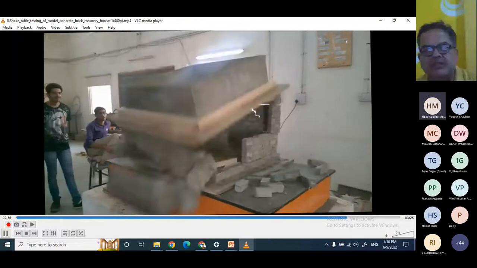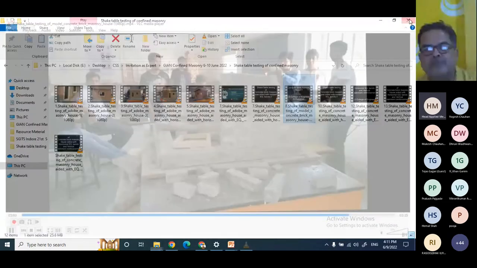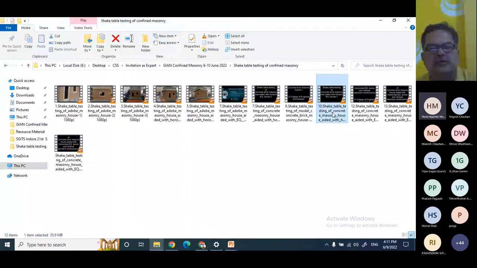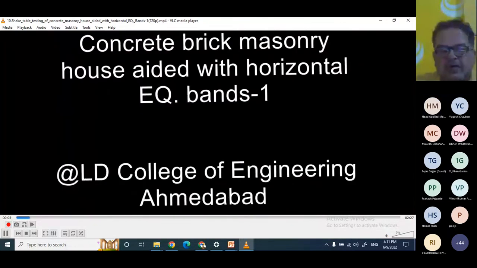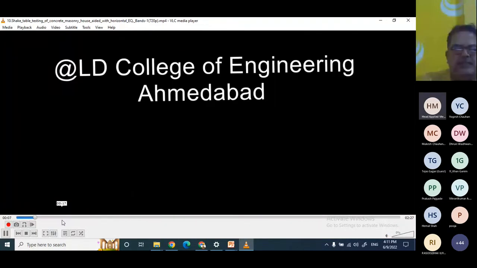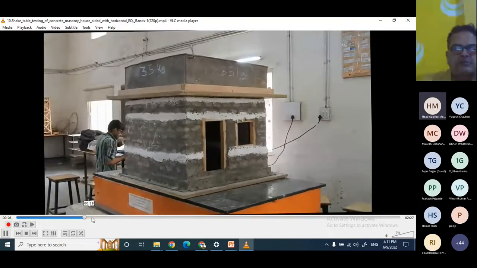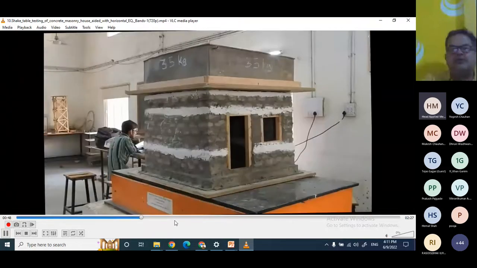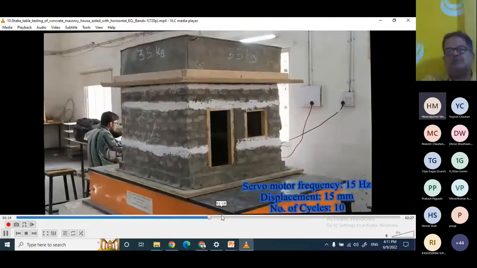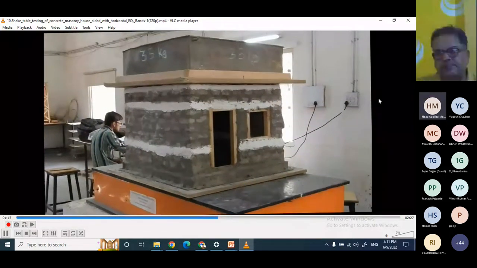Now you can see the failure will be quite predictable. Now horizontal earthquake bands are provided, and we'll see. Now higher frequency testing is taking place.